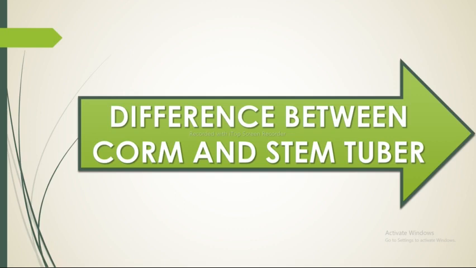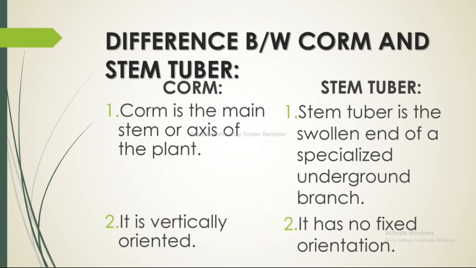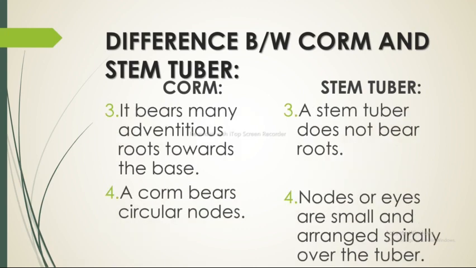So next I am going to discuss the difference between the corm and stem tuber. First I will discuss the corm and then I will discuss the stem tuber. Corm is the main stem or axis of the plant. Stem tuber is the swollen end of the specialized underground branch. Corm, it is vertically oriented. Stem tuber, it has no fixed orientation.